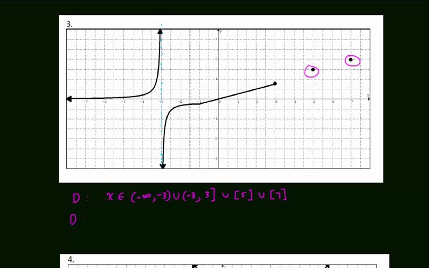Now for the set notation, we are going to say the set of all x such that negative infinity less than x is less than negative 3, or negative 3 is less than x, less than or equal to 3, or, now for these singletons, we'll say x equals 5, comma 7. So x equals 5 or x equals 7. And there's our set.